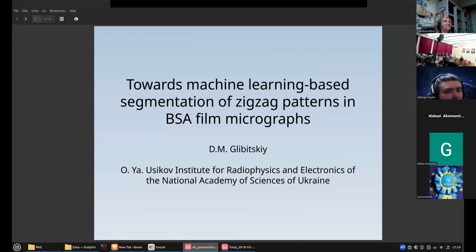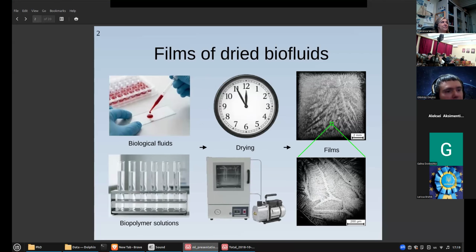My name is Dmitriy, and I will present our preliminary experiments with using machine learning for segmentation of zigzag patterns on the micrographs of bovine serum albumin films. So first of all, what are these films? They are the residue left on the surface after the evaporation of biopolymer solution, which we presume is formed by crystal hydrates of biopolymers.